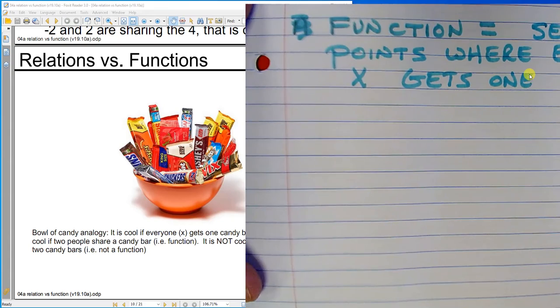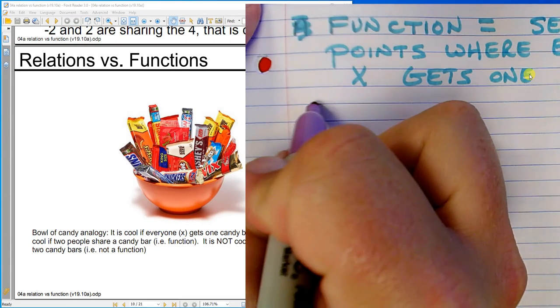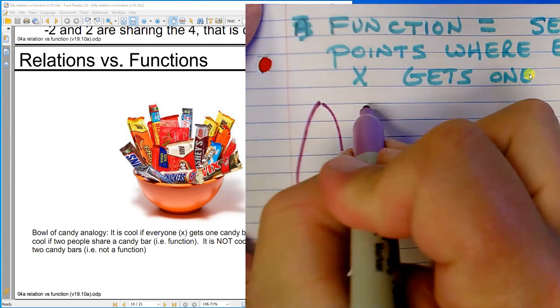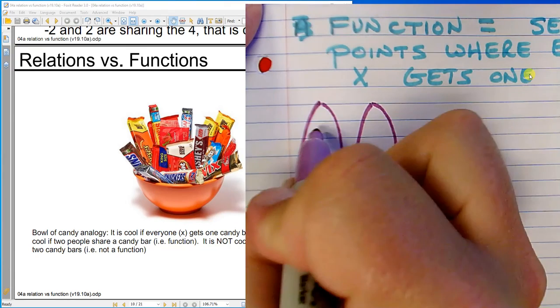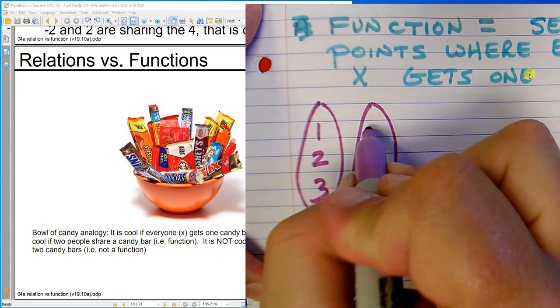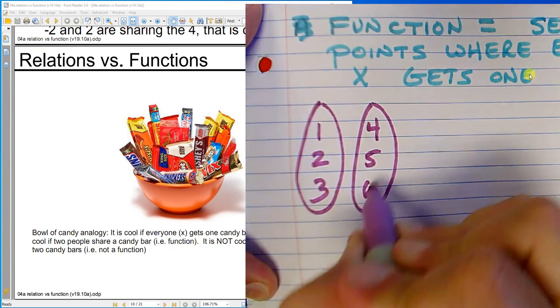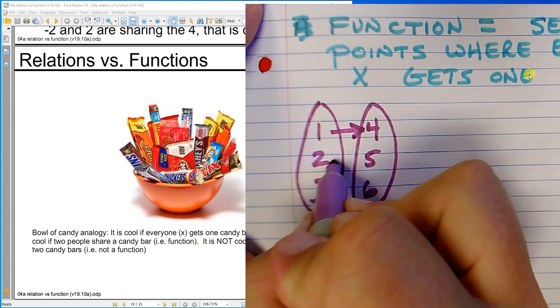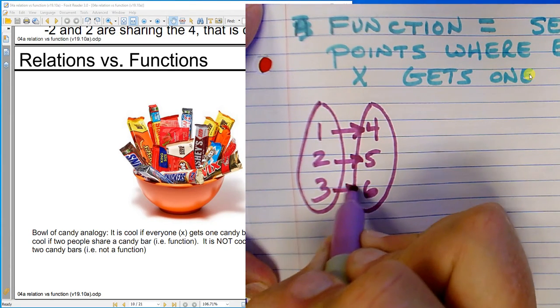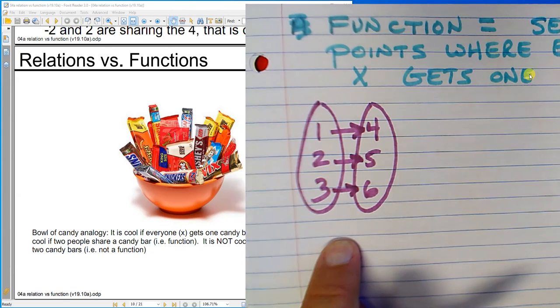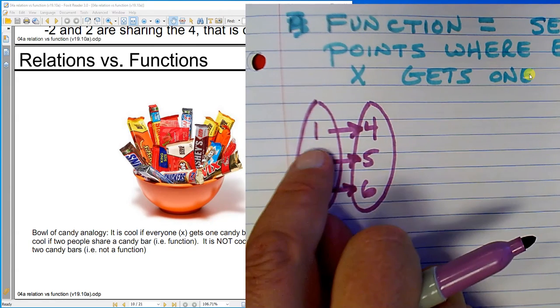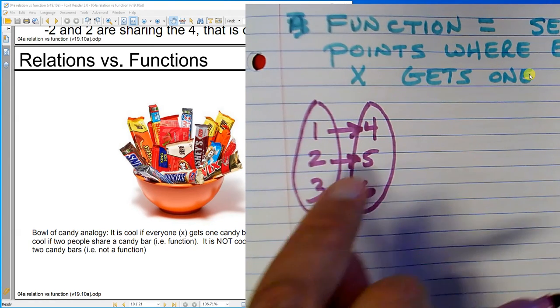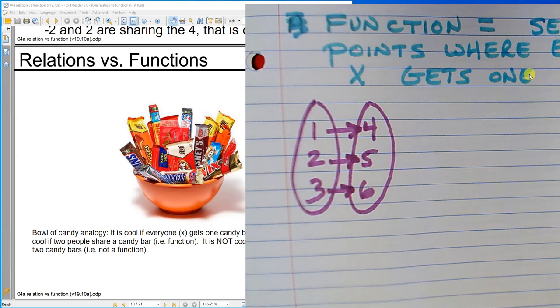So in our notes, I'm going to show you a function. 1, 2, 3, 4, 5, 6. This is a function. Notice nobody's getting greedy. 1 is taking a 4, 2 is taking a 5, 3 is taking a 6. This is a function.